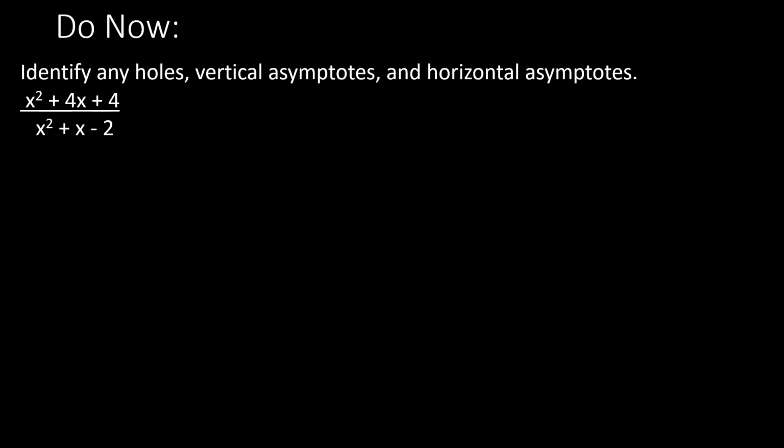For our do now, what I want you guys to do is identify any holes, vertical asymptotes, and horizontal asymptotes. What I'd like for you guys to do is go ahead and try doing this on your own. You can pause the video, and then when you're ready to check your answer, go ahead and continue watching. So pause right now, and now let's work on it.